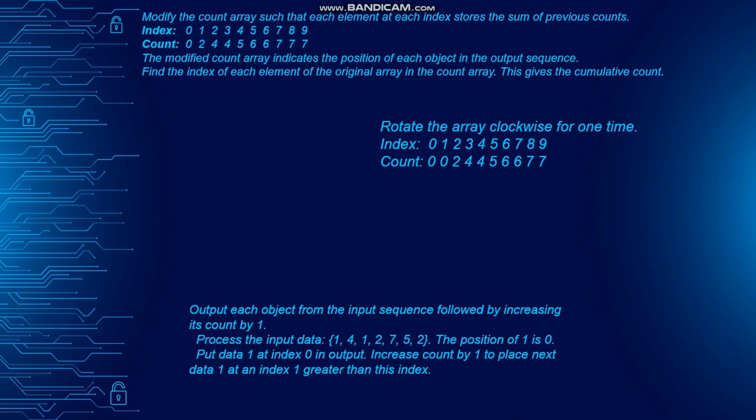Modify the count array so that each index stores the sum of previous counts. Find the index of each element of the original array in the count array. This gives the cumulative count.